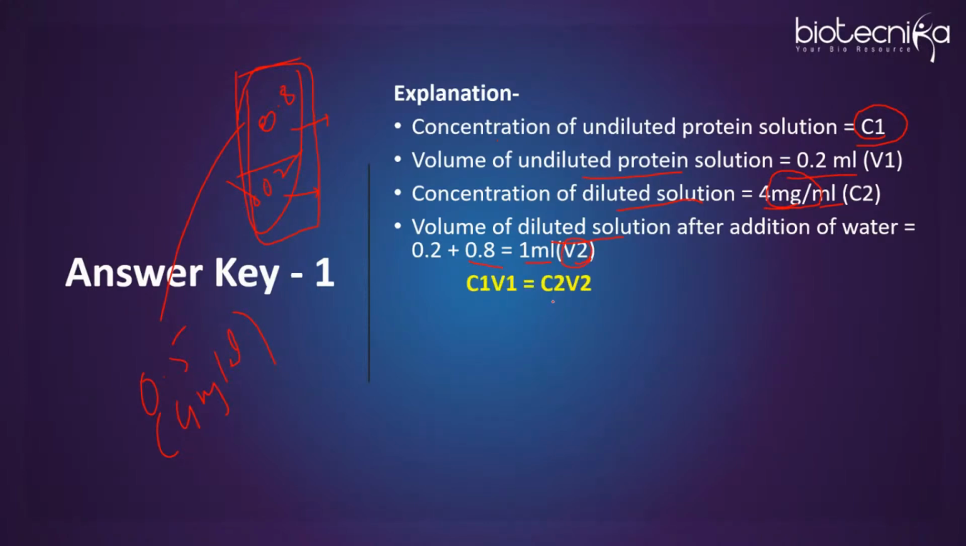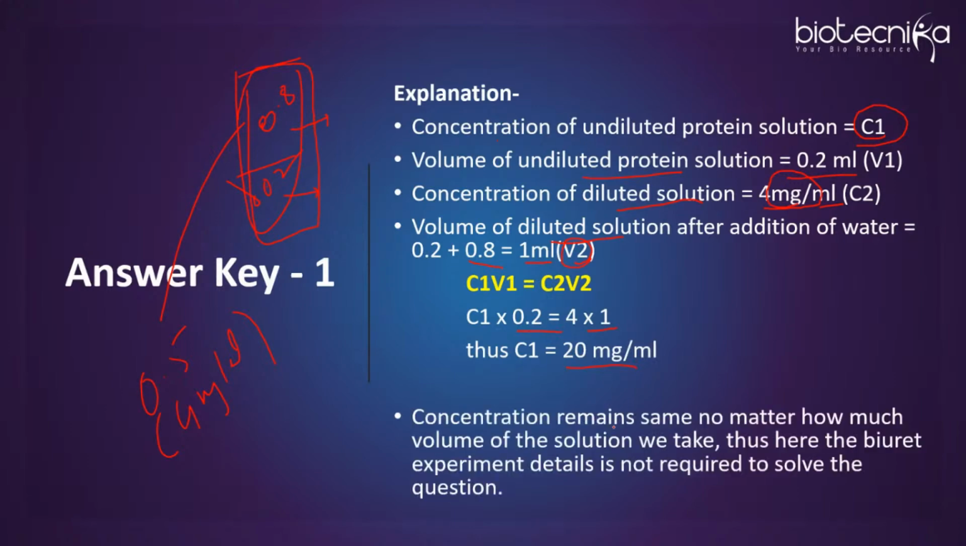So a simple logic you have to apply. C1 V1 is equal to C2 V2, right? You substitute the values, and your C1 will be 20 mg per ml. You might wonder about the concentration: here you have taken 0.2 and 0.8, totally 1 ml, so you have some concentration of the protein, and they have set 0.4 mg per ml. Now from that you've taken 0.5. It doesn't matter how much you take, the concentration remains the same. How much volume you take is not necessary here.